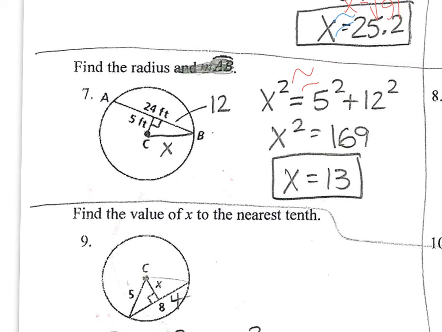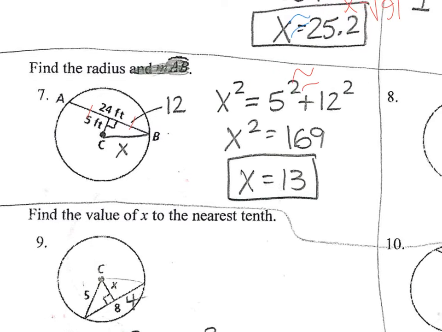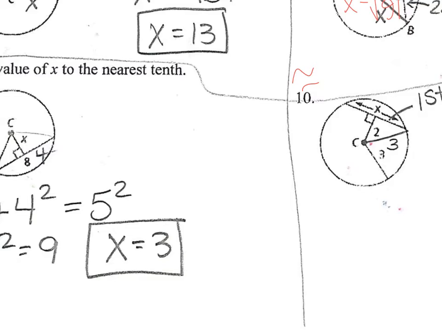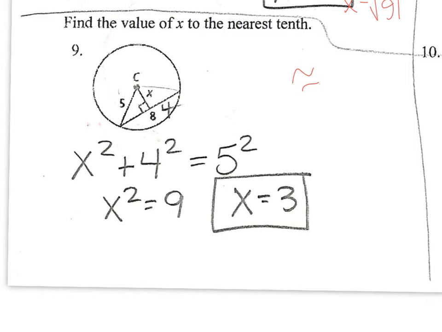Okay, then number 7, we know that this is 12 because this is a perpendicular bisector. So it's 12 squared plus 5 squared equals 13 squared. So x is 13. And then we can do the perpendicular bisector again for this one and get x squared is 10.25 and then take the square root. Same thing with number 9. Make this a 4. So x squared plus 4 squared equals 5 squared.